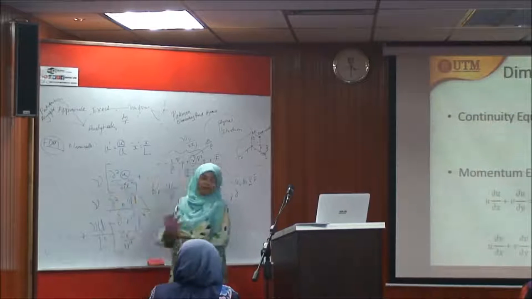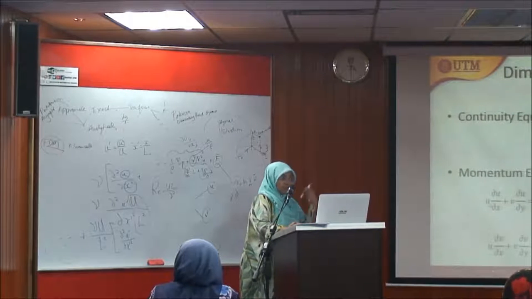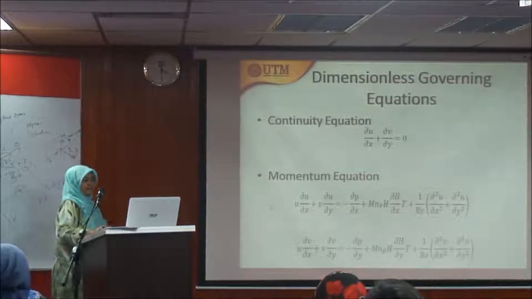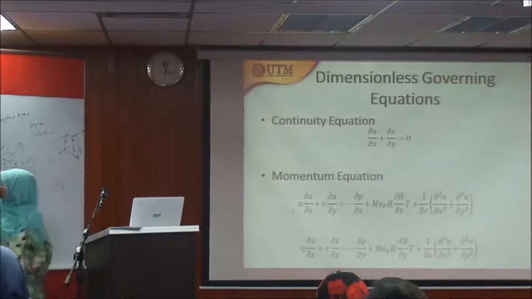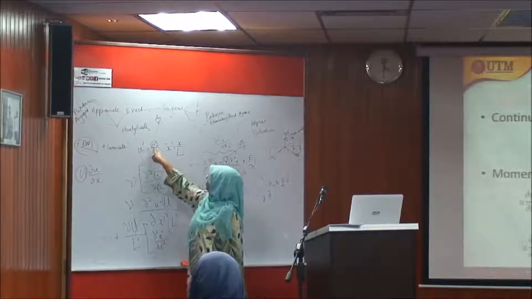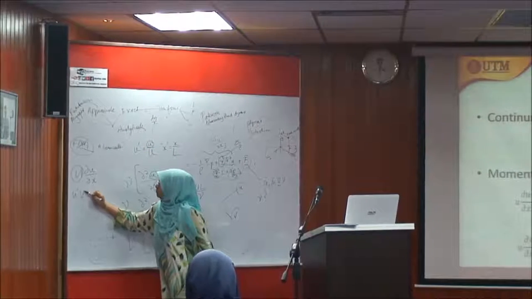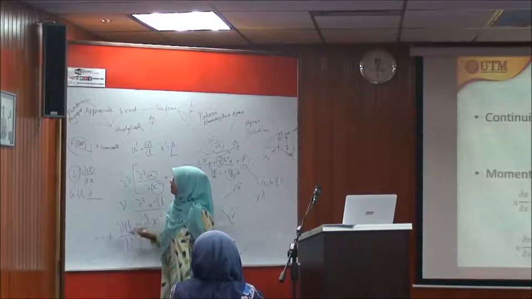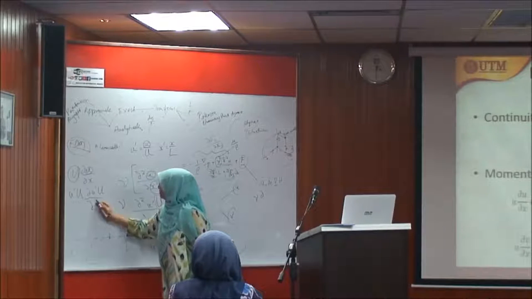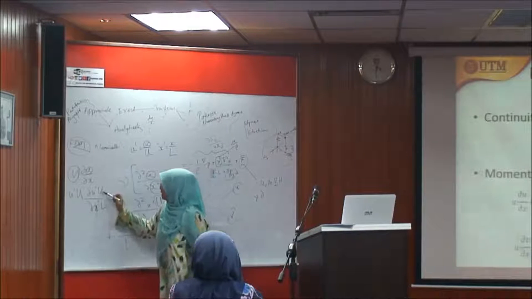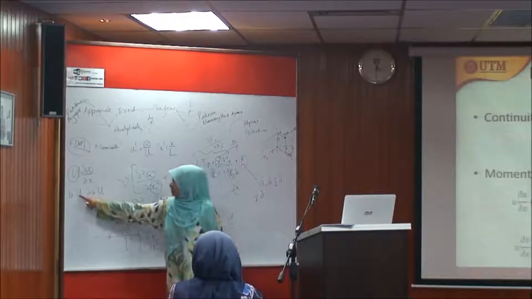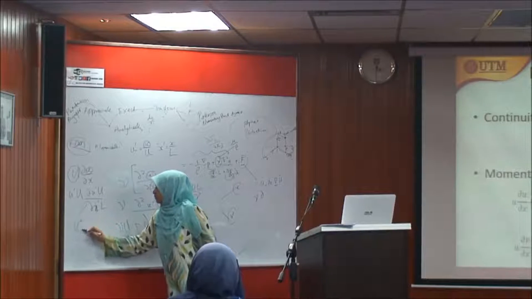You can see from the left hand side here. You do the same. Let us see U du dx, the first term. How do we get this? U is U prime times U. So U prime U del u prime, and x is L x prime. So when we put it here, it becomes U squared over L. You see? U squared over L.